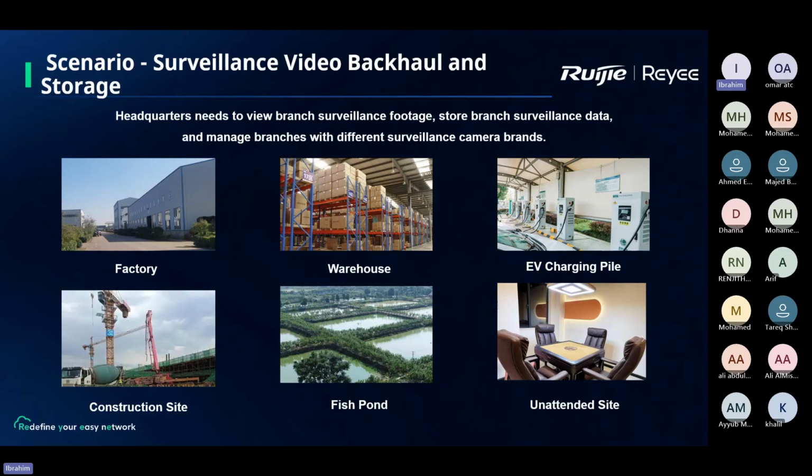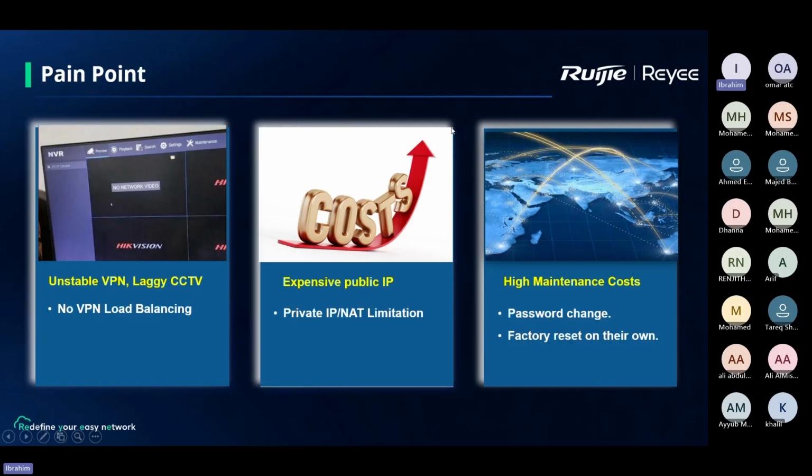So this creates a real need. We need stable cross-site connectivity. So what is the pain point that we are getting from this scenario? For example, traditional VPN gives you no load balancing. If you are using 2 WAN links or 3 WAN links, you can only connect one link.